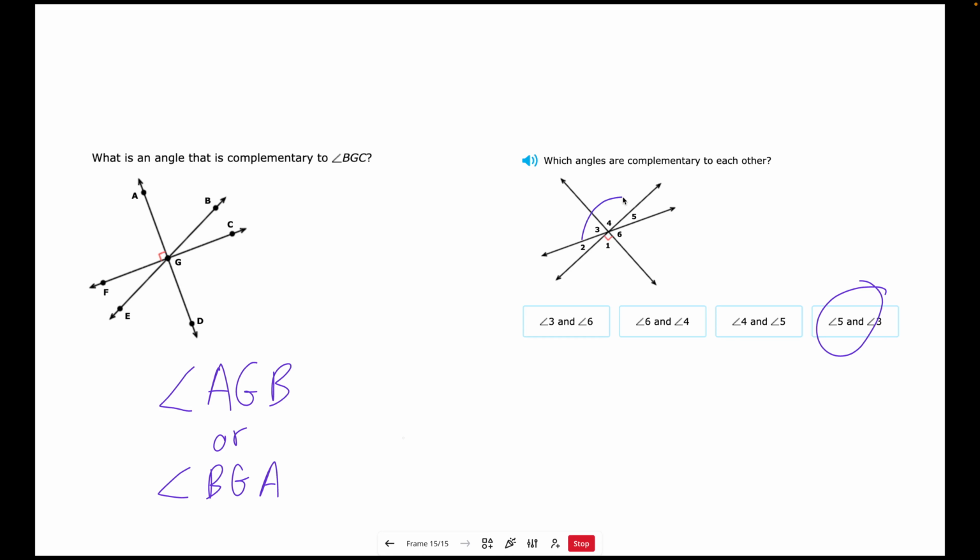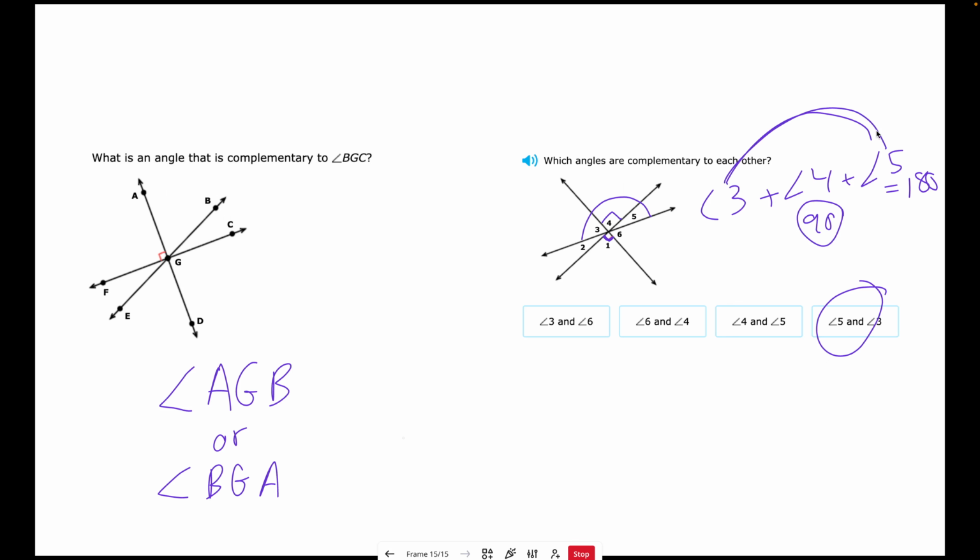You have to see that angle 3 plus angle 4 plus angle 5 has to equal 180 degrees, right? Because this is a flat line. So then you know that angle 4 is 90 because this one is a vertical angle with angle 4, so that has to be 90. So then that means that angle 3 plus angle 5 has to also equal 90, right? Because these 3 have to give 180, and one of them is already 90 degrees, so the remaining 2 have to add up to 90 degrees, which means they are complementary.